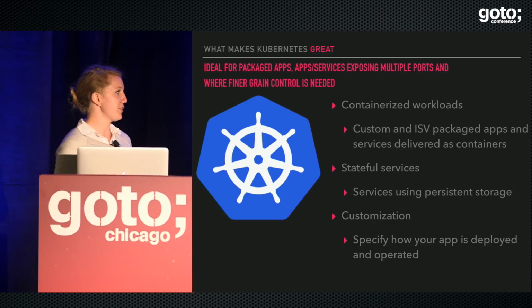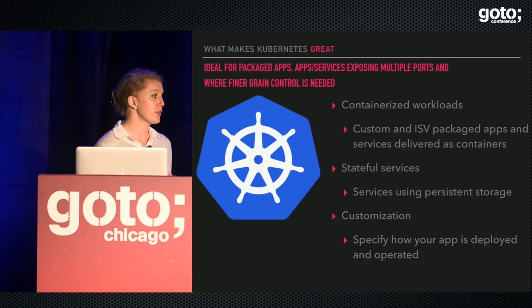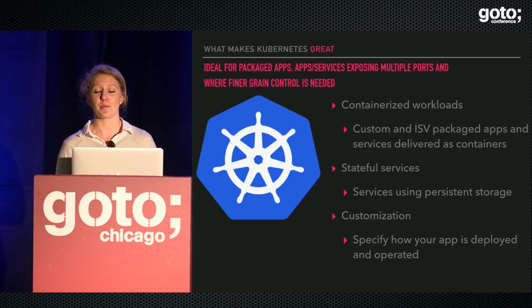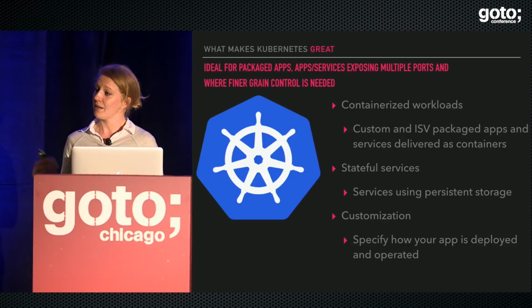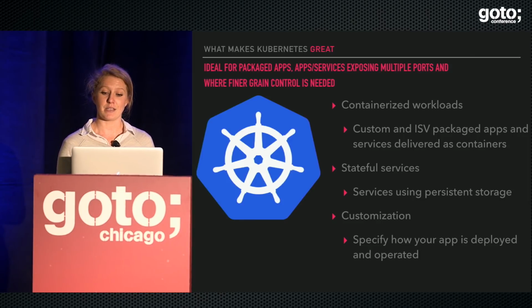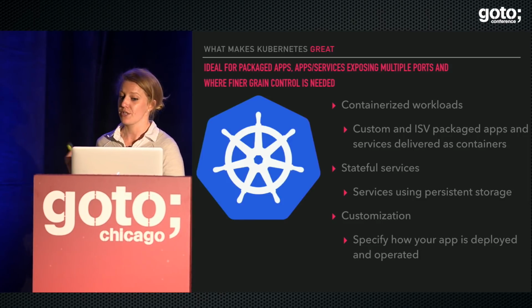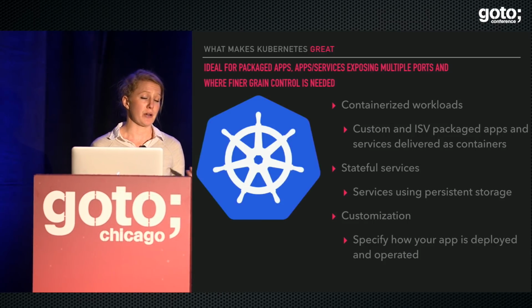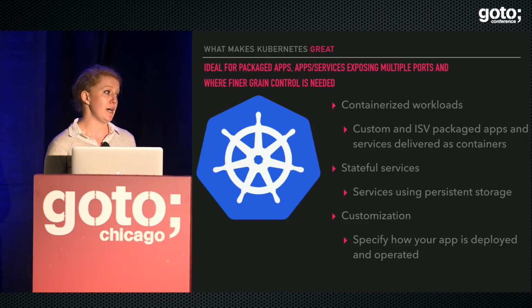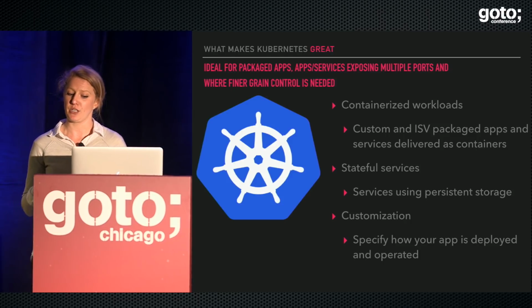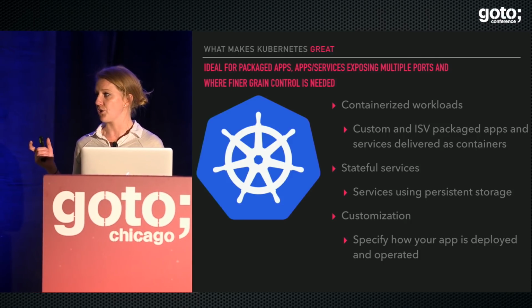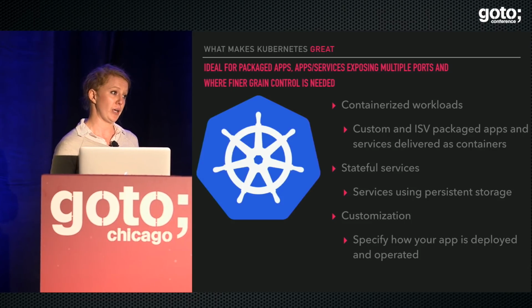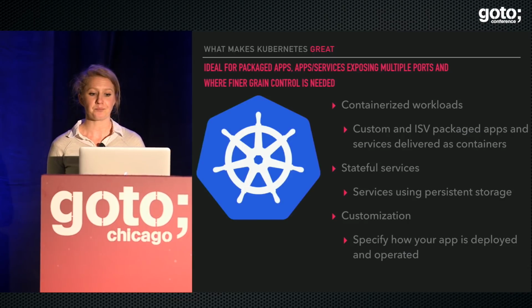So Kubernetes is great for your containerized workloads, whether you're building those Docker containers, let's just say, in-house, or potentially an ISV partner is providing their application to you in a containerized package. It's really great for stateful services, so services that use persistent storage, things like MongoDB, Cassandra, Spark, Elasticsearch, services like that. And then again, that customization, so you can specify and have more control over how your application is deployed and operated, which oftentimes can increase your application performance.